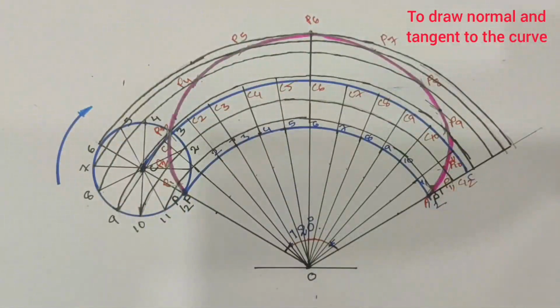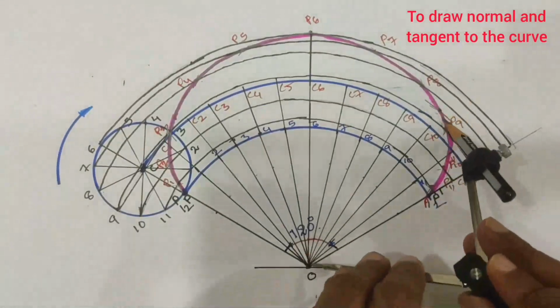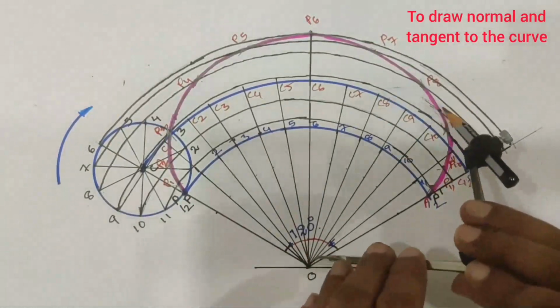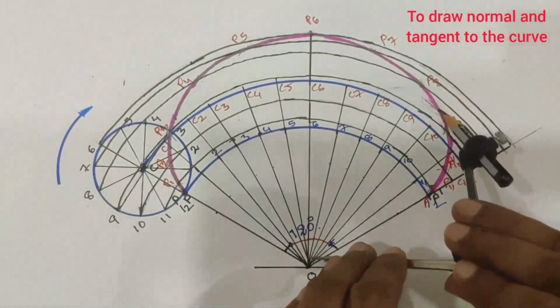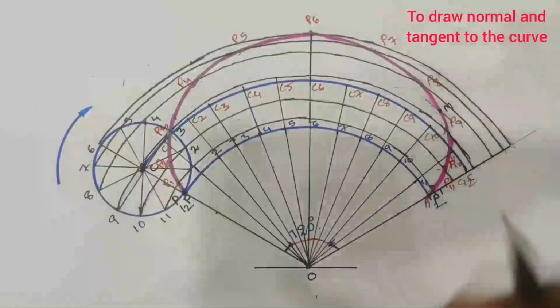Next step is drawing normal and tangent to the epicycloid. That normal and tangent point is at a distance 105 mm from the center of the directing circle. So at O with 105 mm as a radius, draw an arc, then name the intersection point as M.